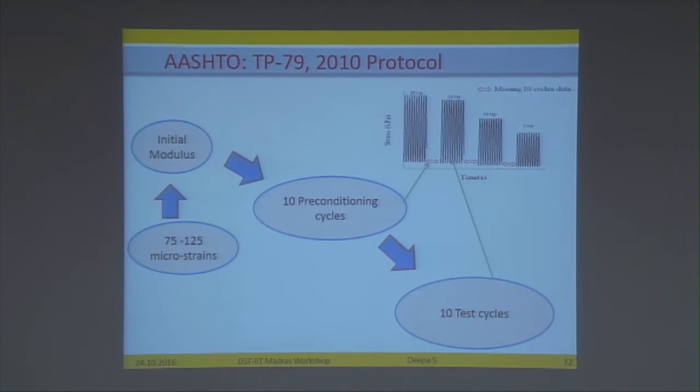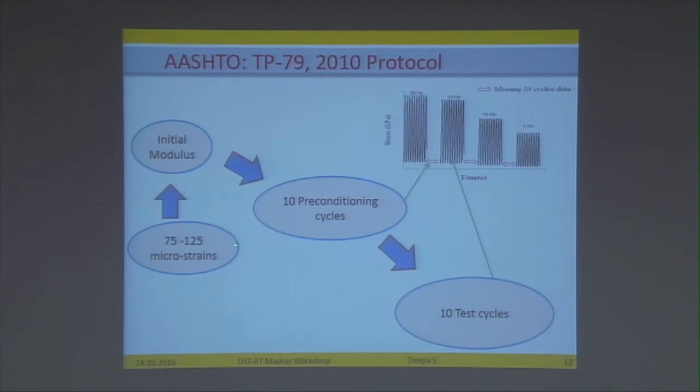Let me explain how the test is conducted, the procedure. At a specific temperature, a cylindrical sample is subjected to frequencies from 25 Hz all the way down to 0.01 Hz continuously, without any rest period between individual frequency runs. The average strain to be maintained throughout the test was fixed at 75 to 125 microstrains, and it was assumed that within this strain range the material response is always limited to the linear viscoelastic regime.